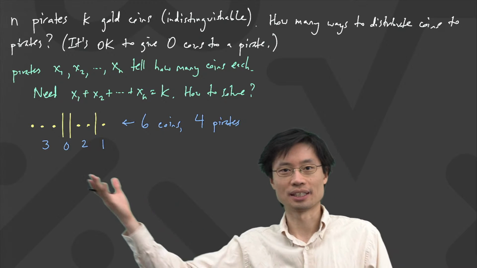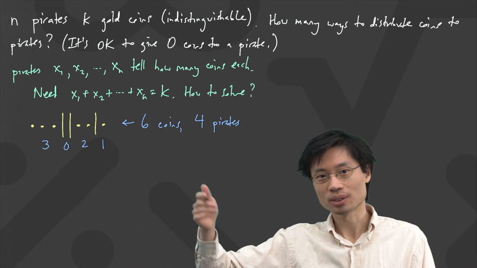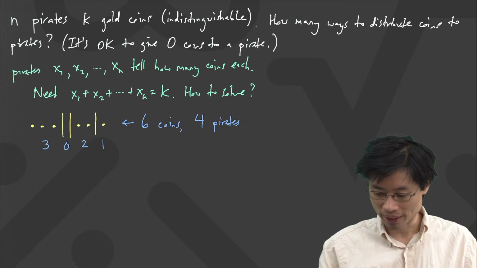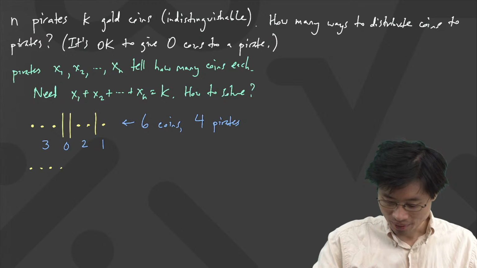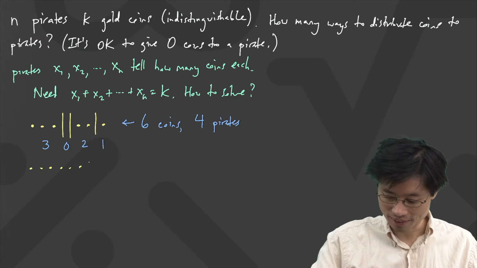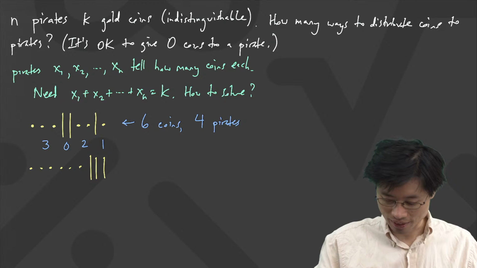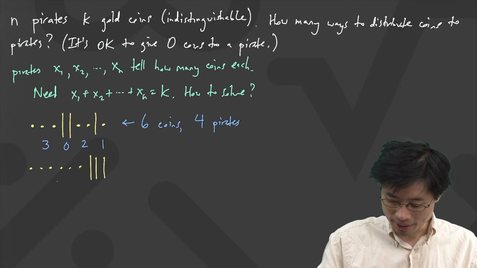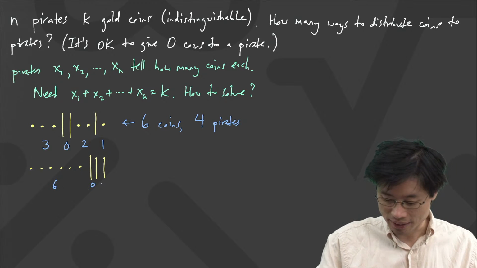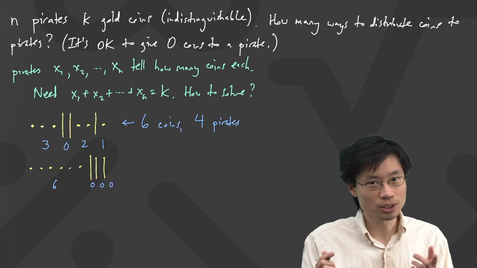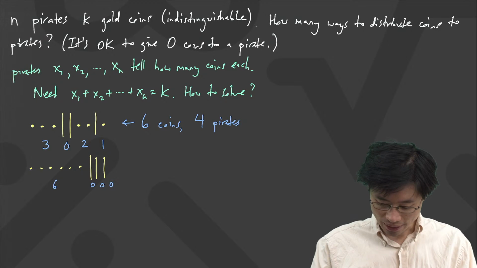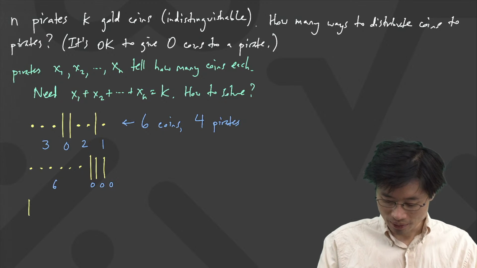So every one of these diagrams corresponds to a different way to separate 6 coins among 4 pirates. For example, I could also do this. I could put all 6 of the coins in front, and then I could put all 3 of the barriers, and that means that the first pirate got 6, then the second pirate got 0, third got 0, and the fourth got 0. And it's also important to note that another way to do this would be all the bars first, and then the 6 coins.